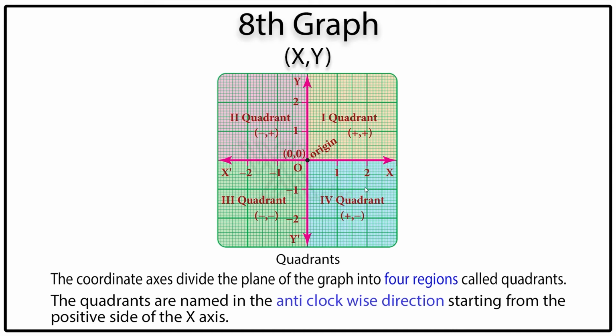Sir, why are you saying like this? In general, the quadrants are named in the anti-clockwise direction. In the clock, how is the clock hand rotating, like this side. Anti-clockwise is the opposite direction of the clock rotation, like this. From here, this side first, here second, here third. So this is the first quadrant, this is the second quadrant, this is the third quadrant, and this is the fourth quadrant.